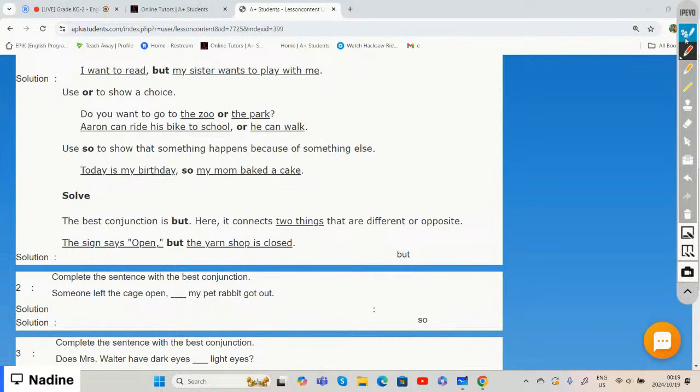And if we were to choose the correct option, yes, well done. We can say someone left the cage open, so my pet rabbit got out. So well done. So is correct. And then we have the last one that says, does Mrs. Walter have dark eyes and light eyes, but light eyes, or light eyes?